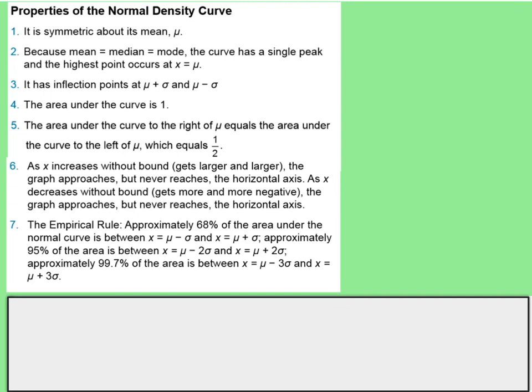Okay. This next one is a little wordy, but it basically means you never touch the x-axis. As your variable increases without bound, gets bigger and bigger, the graph approaches but never touches the horizontal axis.